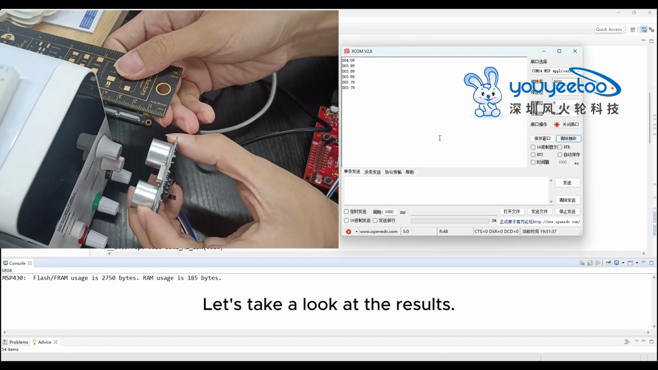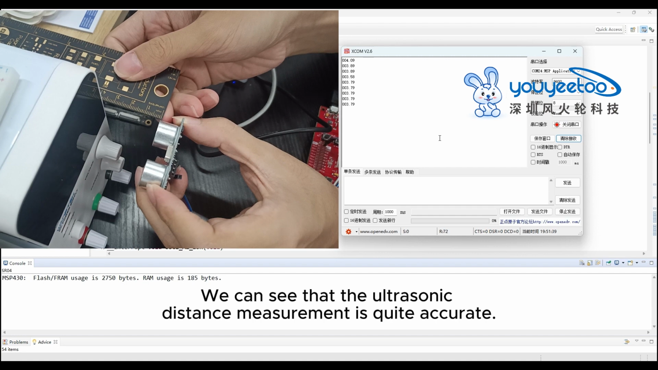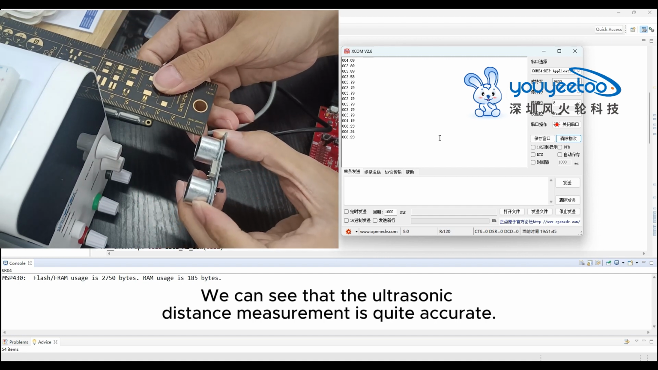Let's take a look at the results. We can see that the ultrasonic distance measurement is quite accurate.